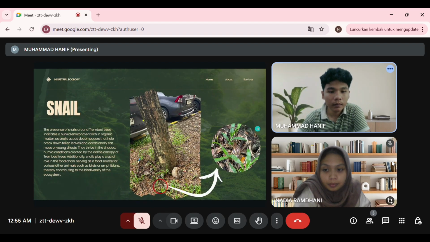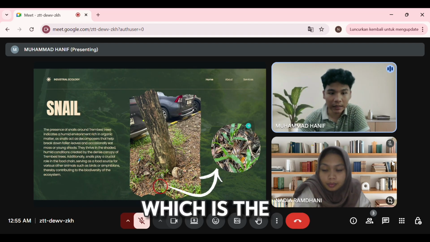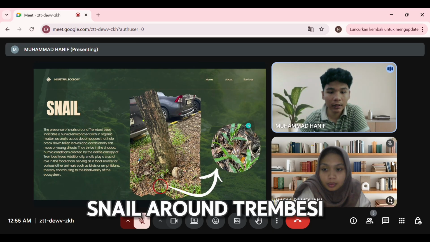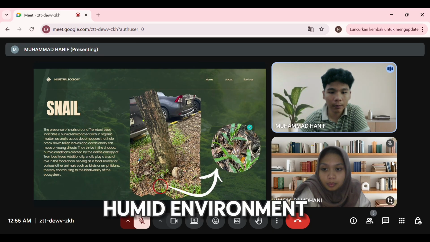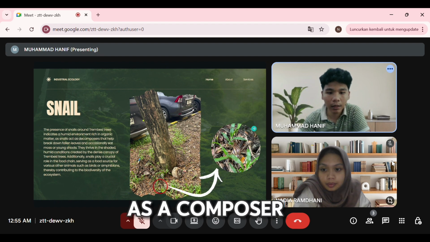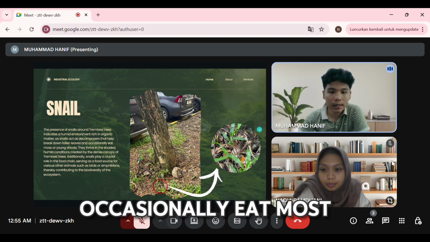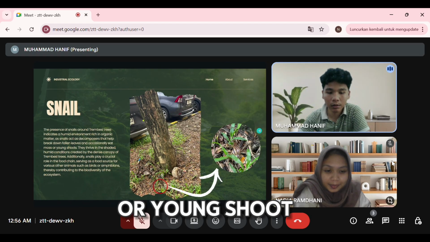Next slide. And we found snails around the Trembesi. Snails around Trembesi trees indicate a humid environment rich in organic matter, as snails act as decomposers that help break down fallen leaves and occasionally eat moss or young shoots.